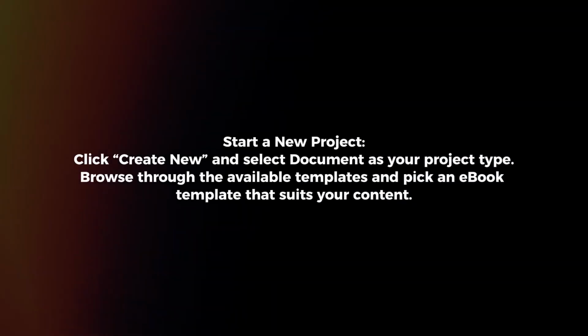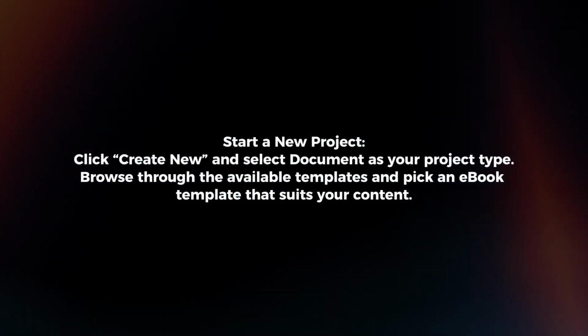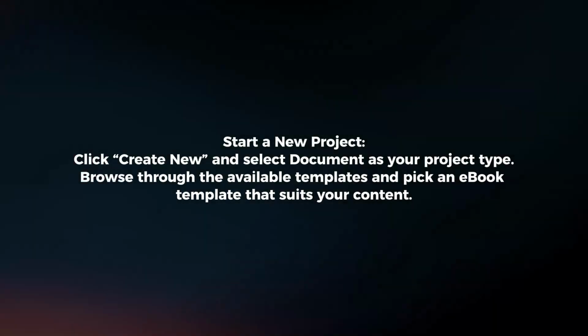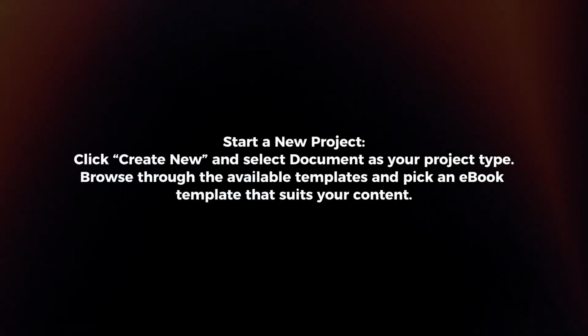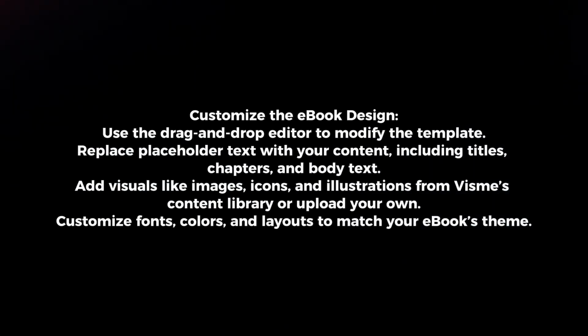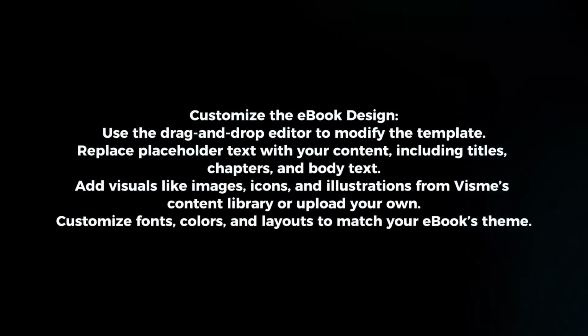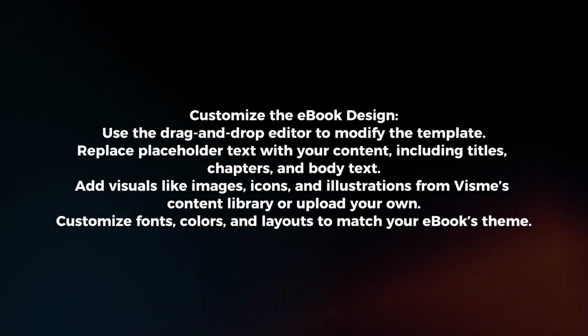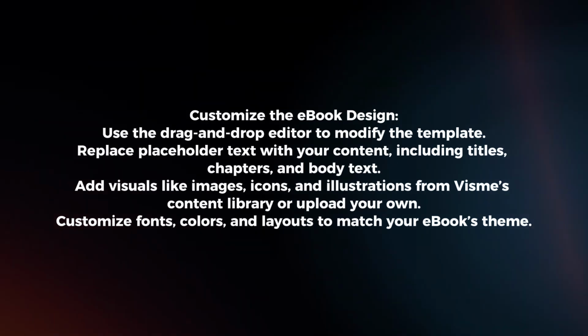Start a new project. Click Create New and select Document as your project type. Browse through the available templates and pick an ebook template that suits your content. Customize the ebook design. Use the drag and drop editor to modify the template. Replace placeholder text with your content, including titles, chapters, and body text.